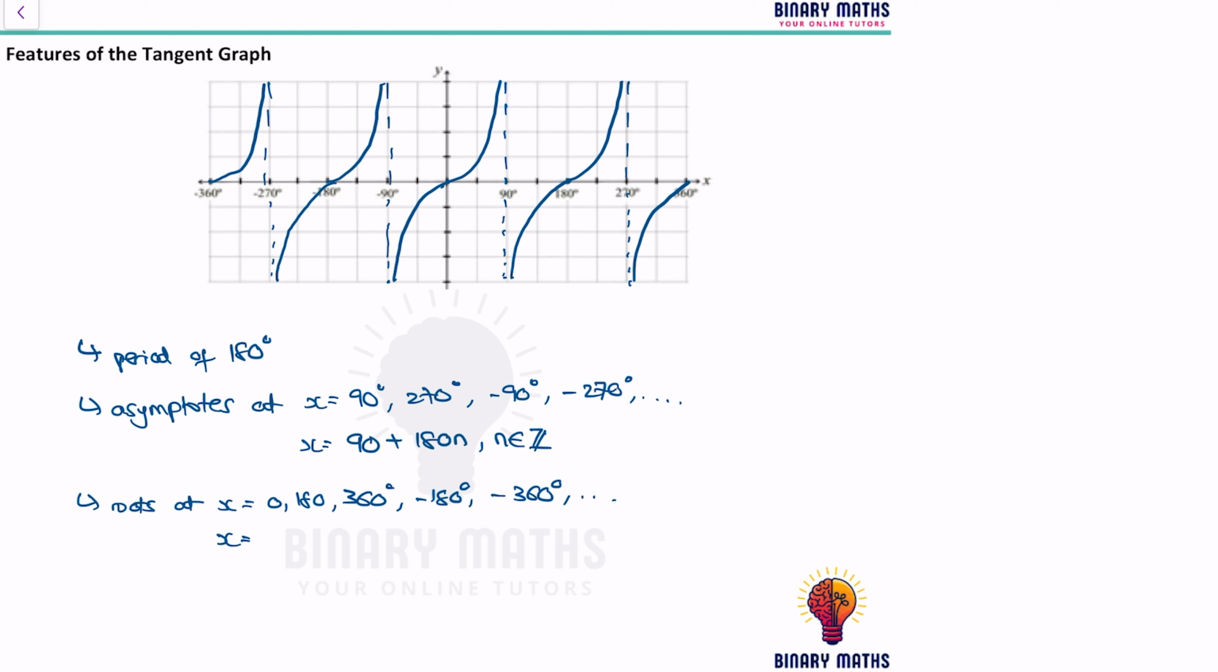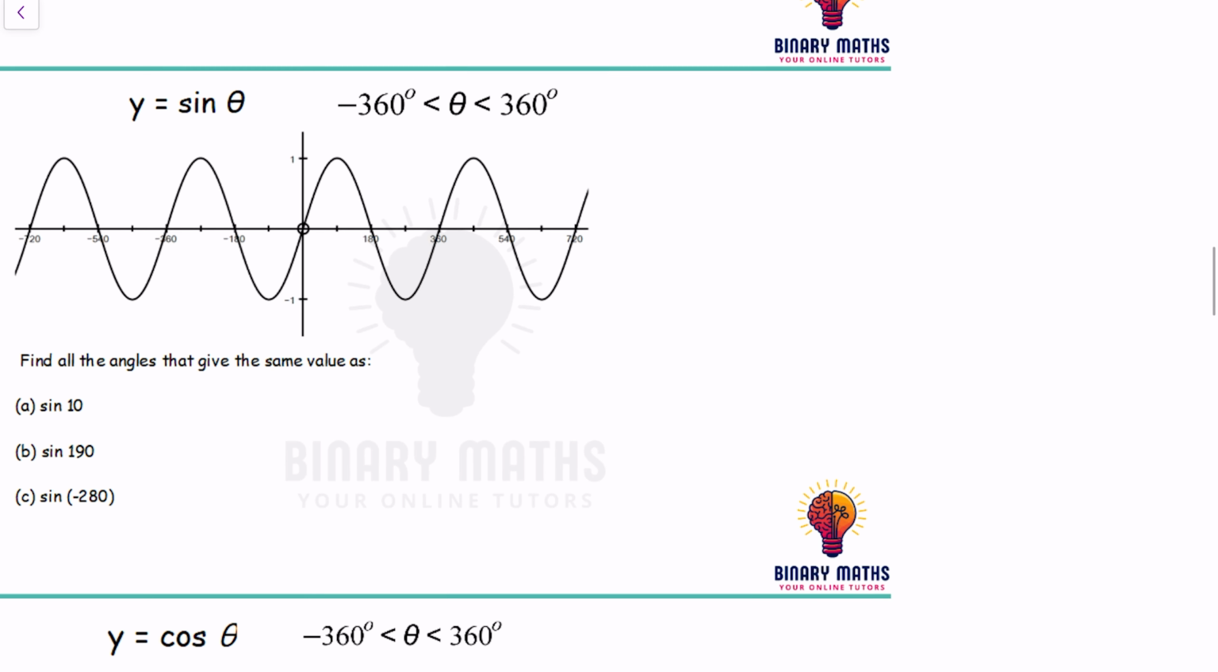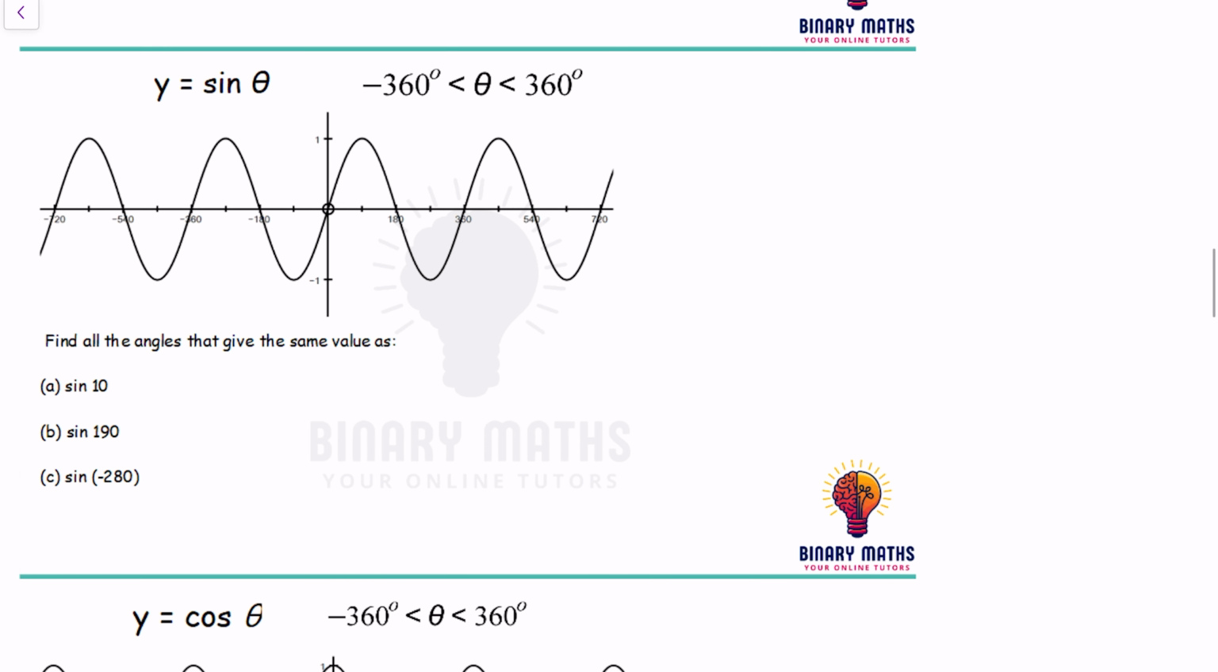So roots are at 180 lots of n, where n is an element of the integers. Okay, so we need to find angles that give the same value using these graphs. I've got a sine theta graph going from -360 to 360. It says find all the angles that give the same value as sine 10.